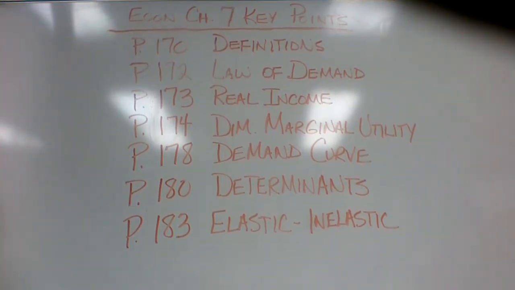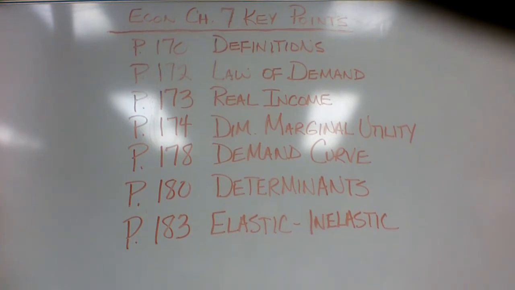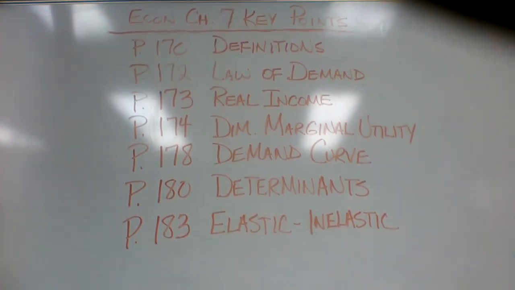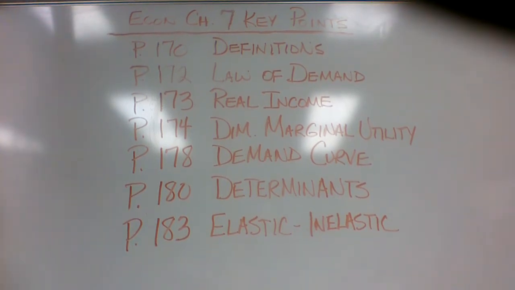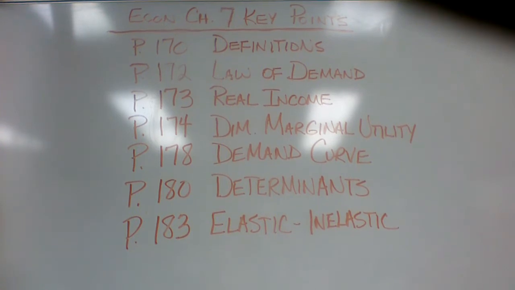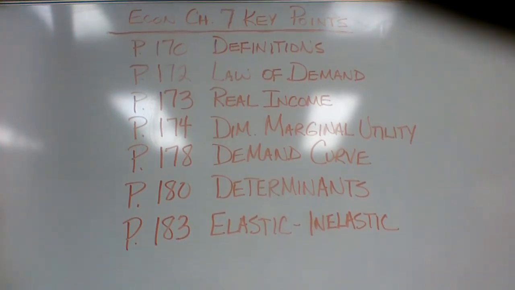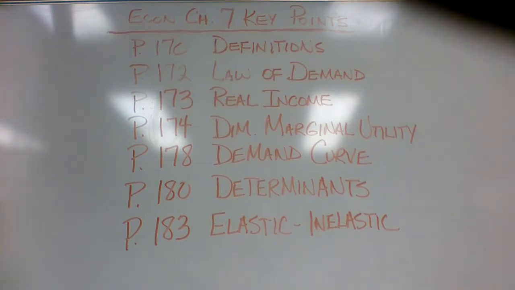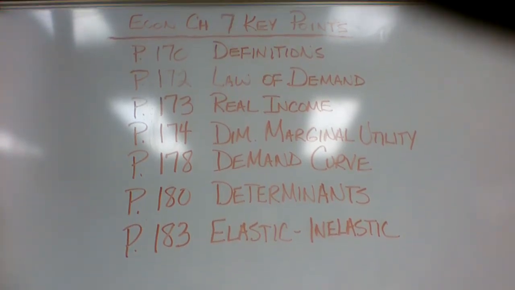Remember the diagram that I'm going to show you in class for real income. And also remember that if there is a substitute for a product, that will have an impact on demand. On page 174, you have diminishing marginal utility. The example I gave you in class with the popcorn at the concession stand is a good example to remember.